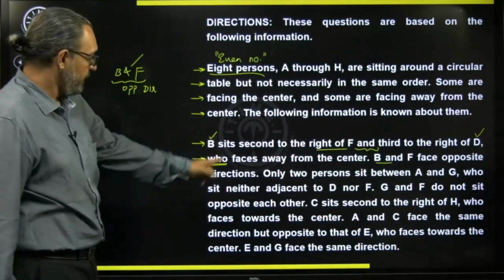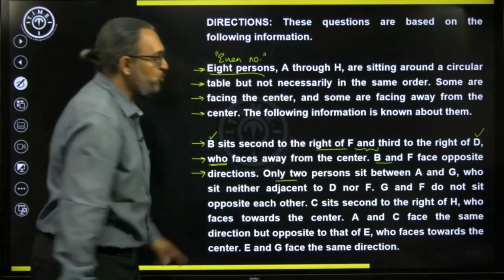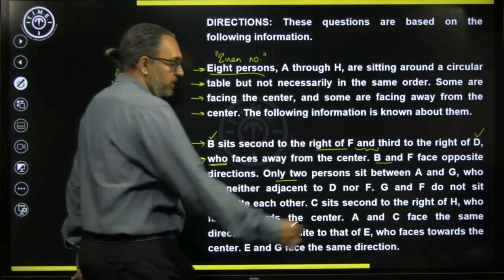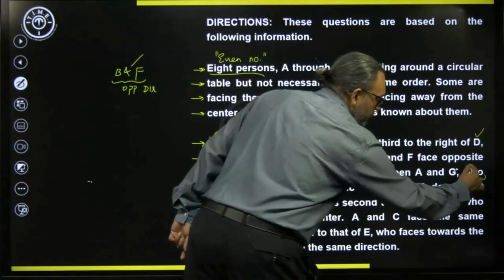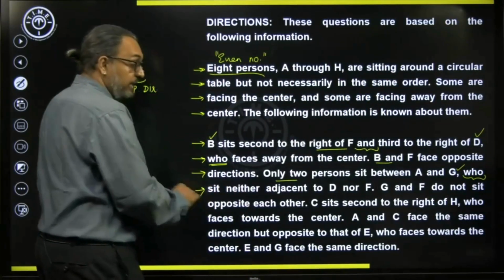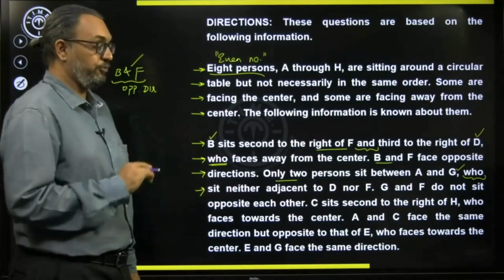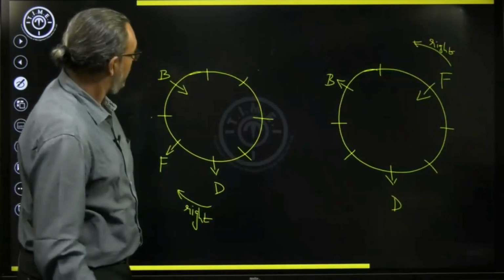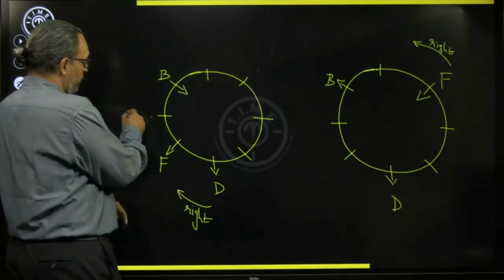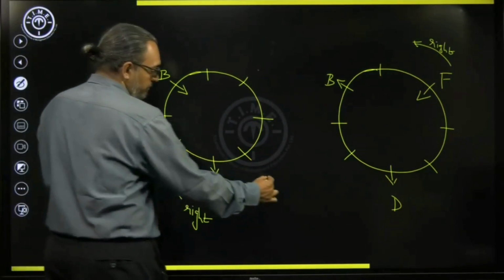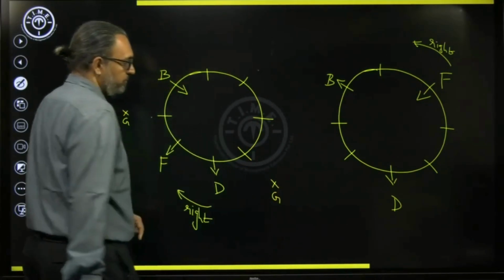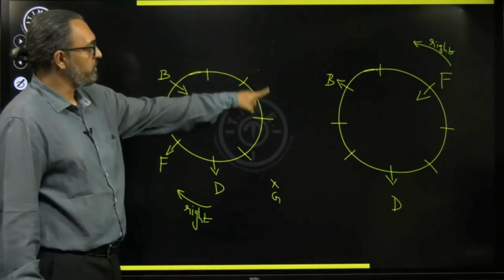Okay. Next. Only two persons sit between A and G, who means G sits neither adjacent to D nor F. So G is neither adjacent to D nor F. So G is removed here as well as here. That means in one of these three positions you can have G.